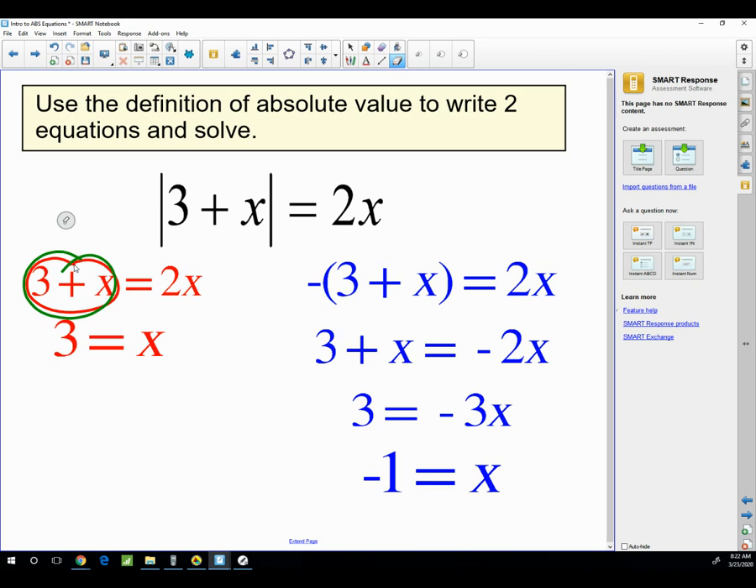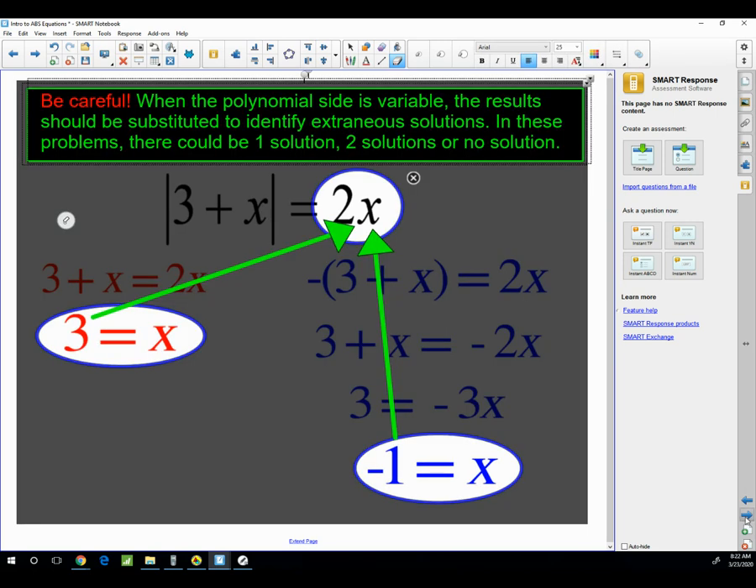All right, but then we've got to play the game of, okay, let's slow down and read here. Got to make myself slow down sometimes. Be careful. When the polynomial side is variable, the result should be substituted to identify extraneous solutions. In these problems, there could be one solution, two solutions, or no solution. And you just have to be flexible and be able to take each problem as it is. So you should be able to see that the negative 1 is not a solution.